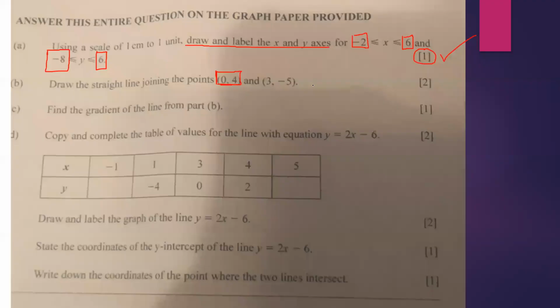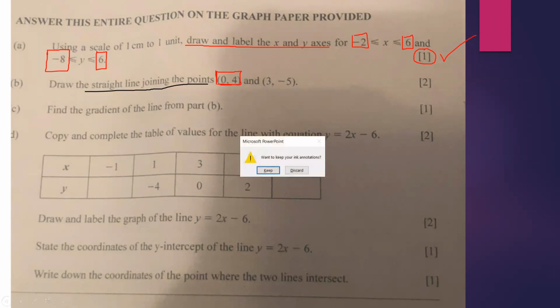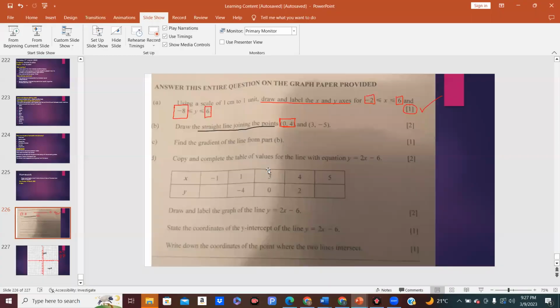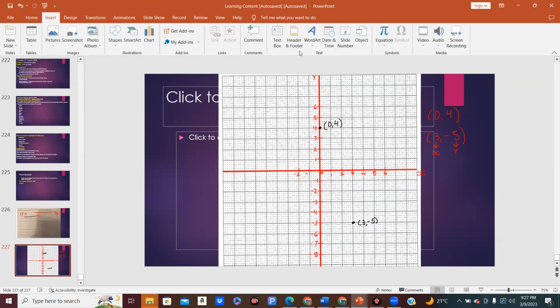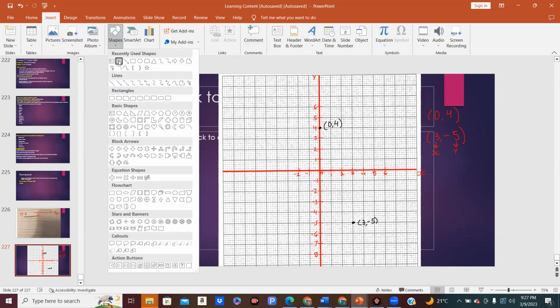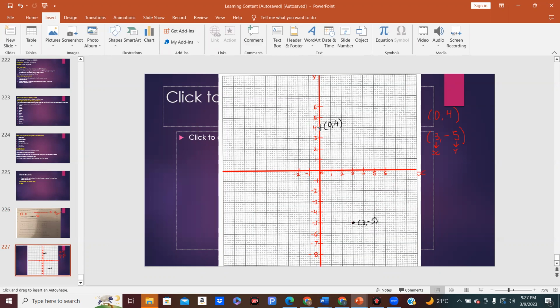Now, what do they ask us to do? They say, draw the line joining the points 0, -4 and 3, -5. So you have to draw a line that joins those points. That means you have to draw a line straight through it, right? Straight, connecting these 2 points. You understand that? Yes, sir.